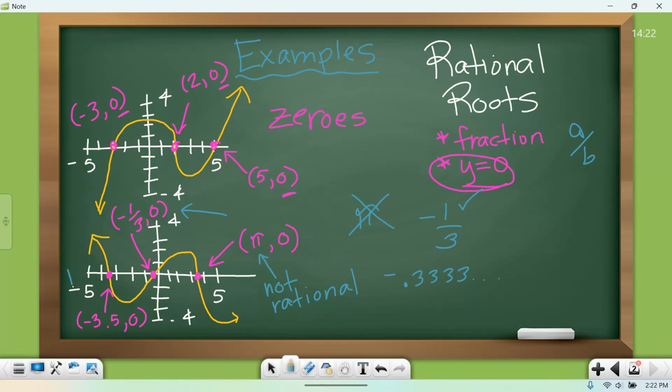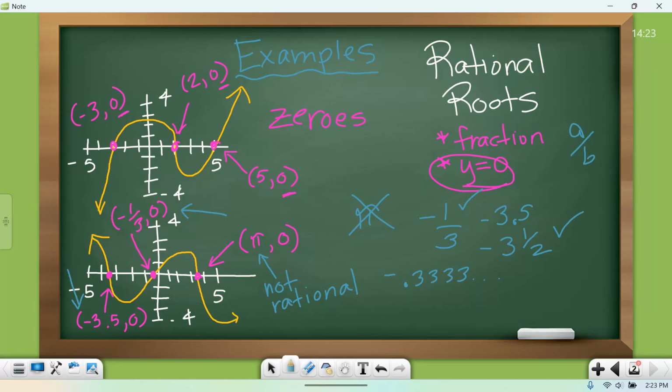And the last one is -3.5. So if I have -3.5, I could also write that as -7/2. And that is also rational. So -3.5 or -7/2 and -1/3 are your 2 rational roots. Pi is a root, but it's not rational. So that's the vocabulary portion for the rational roots.